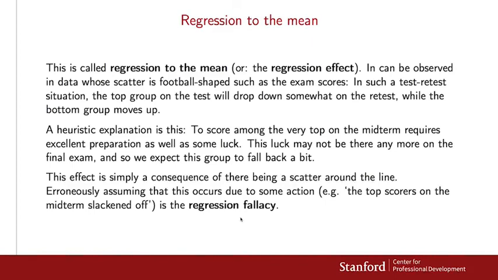It's important to realize that this is simply an effect of the scatter around the line. Sometimes people look at that effect and conclude that there must be something else going on. For example, the conclusion might be that the top scorers on the midterm slackened off and did worse on the final. Such an erroneous conclusion is called the regression fallacy.